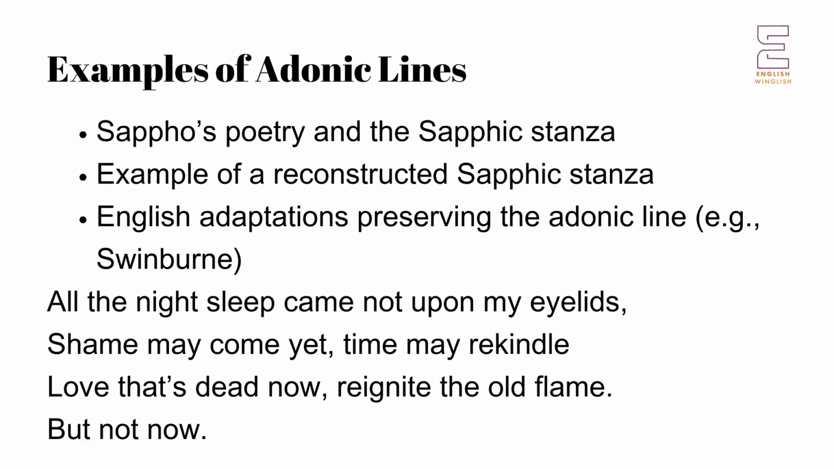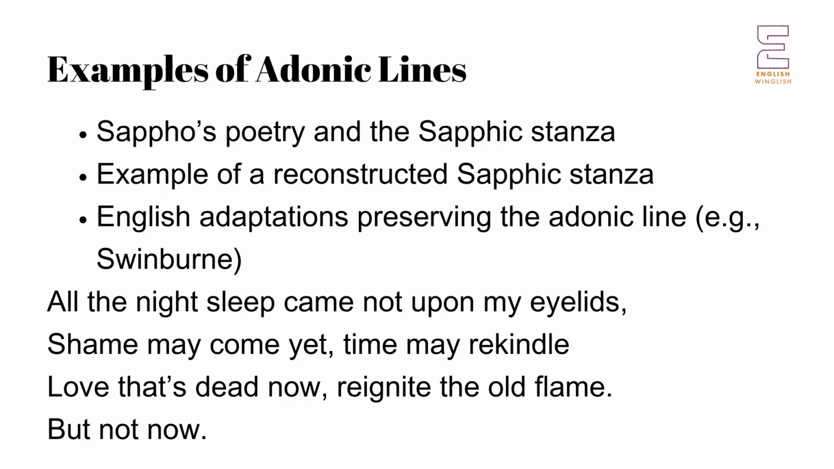Examples of Adonic lines in poetry. To understand the use of Adonic lines, it is helpful to examine examples from classical poetry. One of the most famous uses of the Adonic line is in Sappho's poetry, though much of her work survives only in fragments. In English translations and adaptations, the Adonic line maintains its metrical form.